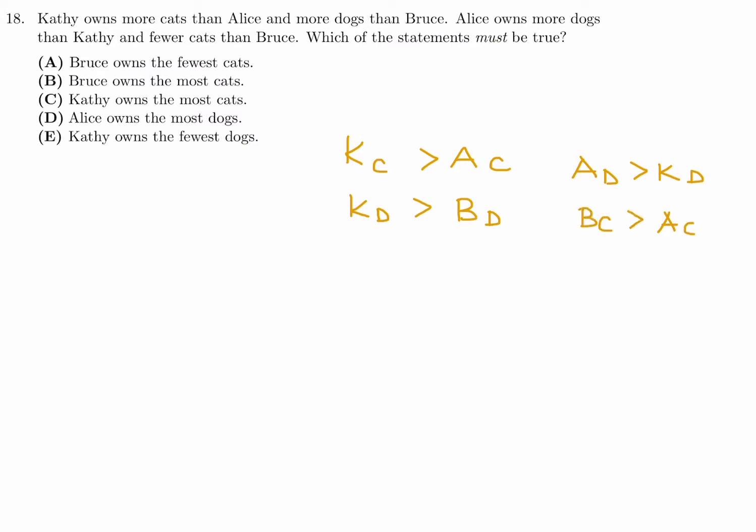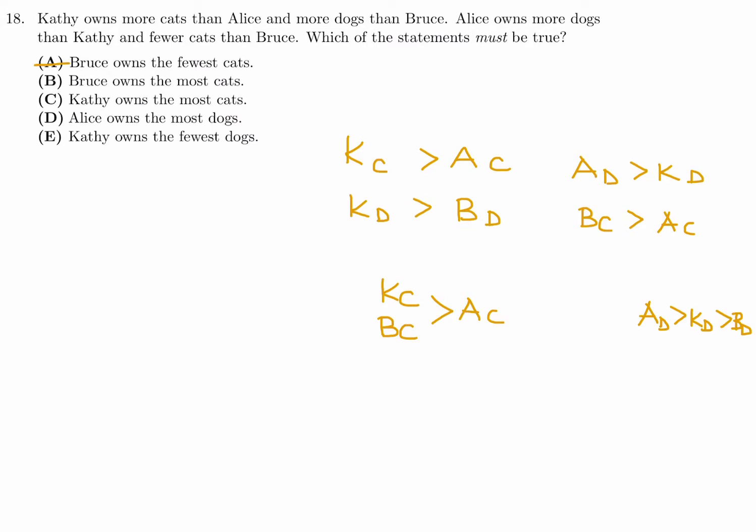Okay, now let's combine these. For the cats, it would be, let's see here, AC is less than KC, but AC is also less than BC, so there's no continuum there. But the dogs, I think there is. AD is greater than KD is greater than BD. Okay, that's good. Let's go through the answer choices. Bruce owns the fewest cats. Well, Bruce owns more cats than Alice, so that can't be true.